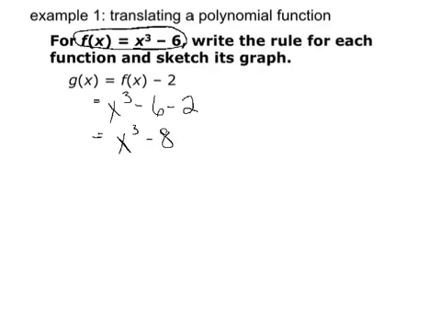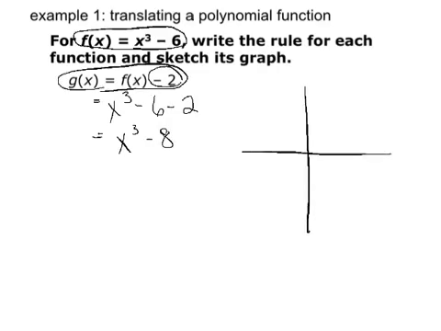Sorry, that's really bad. This right here tells me this is a minus k. So I have an x cubed minus 6 crosses right here. So a minus 8 would go down to. Okay, that would be your really rough sketch, if that makes sense.